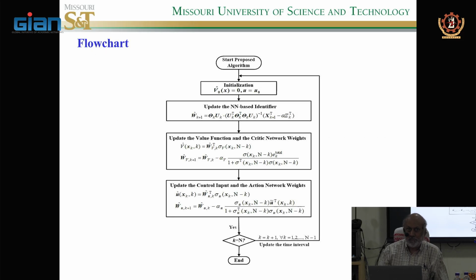So here is the flow chart, pretty much. So you have an identifier. You can see you start with initial value and initial admissible control, U naught. Then you have the identifier with the update class that we just showed you. Then you have the value function, V hat, and its update class. Then you have the action network, U hat, and its update class. And then what you are doing is you are checking whether you reach the final time. And if it's final time, you stop. If it's not final time, then you increment the time k equal to k plus 1 and you go back. Okay? So it has 3 neural networks, don't forget that.